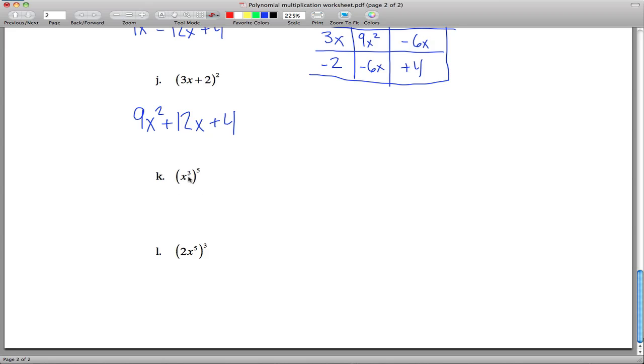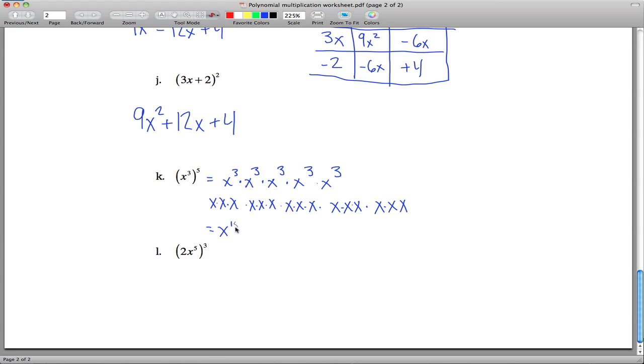And finally, these last two, x cubed to the 5th power. The way I think about that is it's x cubed times x cubed times x cubed times x cubed times x cubed. We want 5 of these things. We're raising it to the 5th power. And each of these is x times x times x. Should have chosen a smaller number. But really what we have here is 5 sets of 3 x's, and these are all getting multiplied together, so I ended up with 15 of these x's down here.